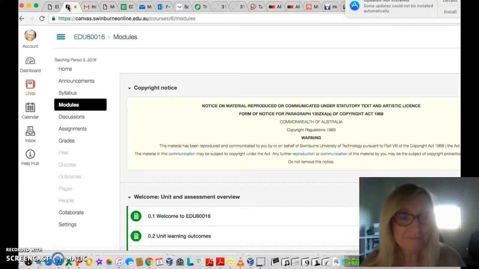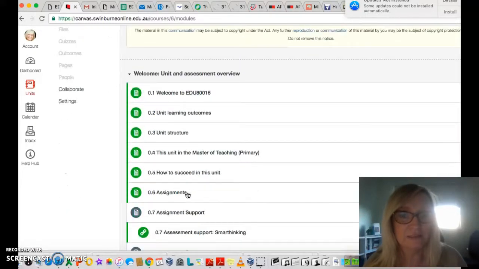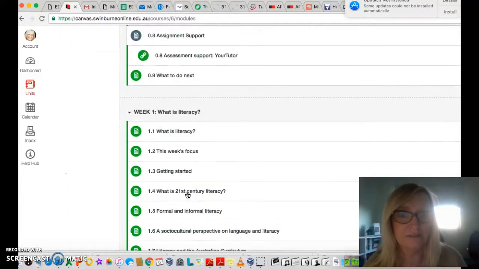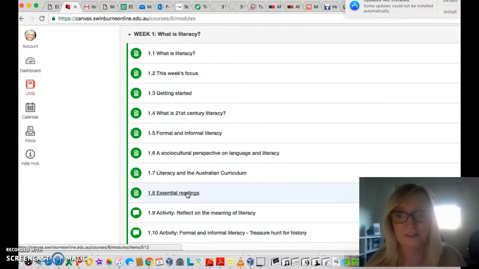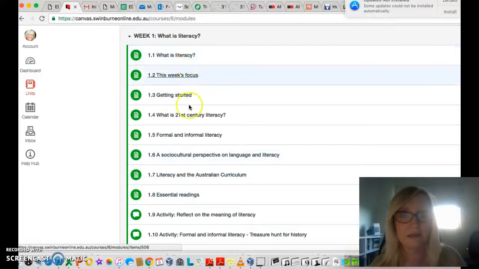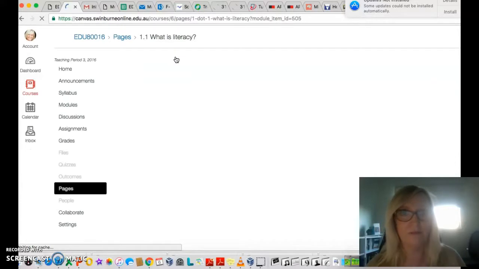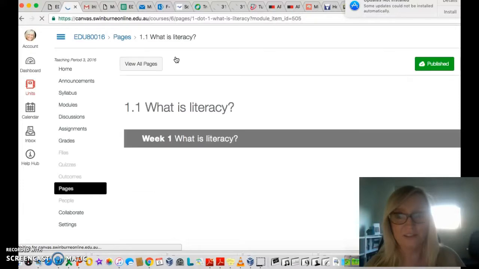So we move our way over to the modules, which is the button here, and then I'll just scroll down all the details there for the welcome unit, and then we come to week one, what is literacy. So this just gives us a bit of a breakdown of what sorts of things are covered in the week's learning, and you can click on any of those if you've already had a look through, or if we just go into the first section, and then we have our next button that just takes us right through all the areas. So just wait for that to load.